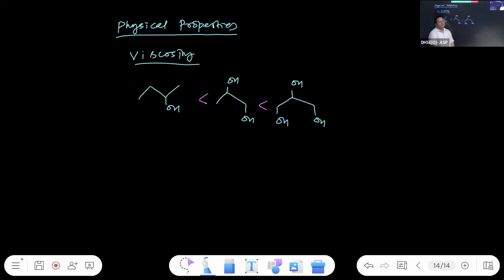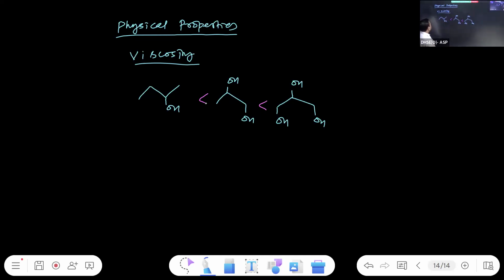The more the number of OH groups present, the more is the formation of intermolecular hydrogen bonding. The more the formation of intermolecular hydrogen bonding, the molecules will be closer to each other. When the molecules are closer, the viscosity will be higher. So these are the topics.